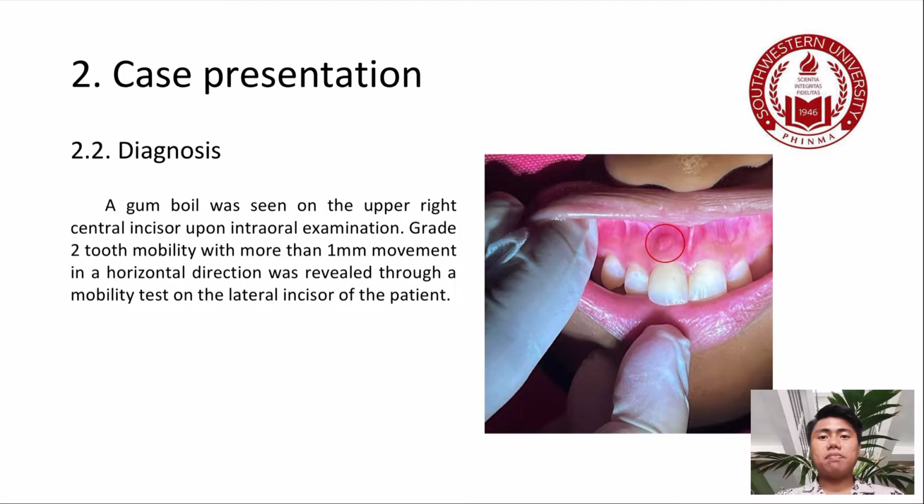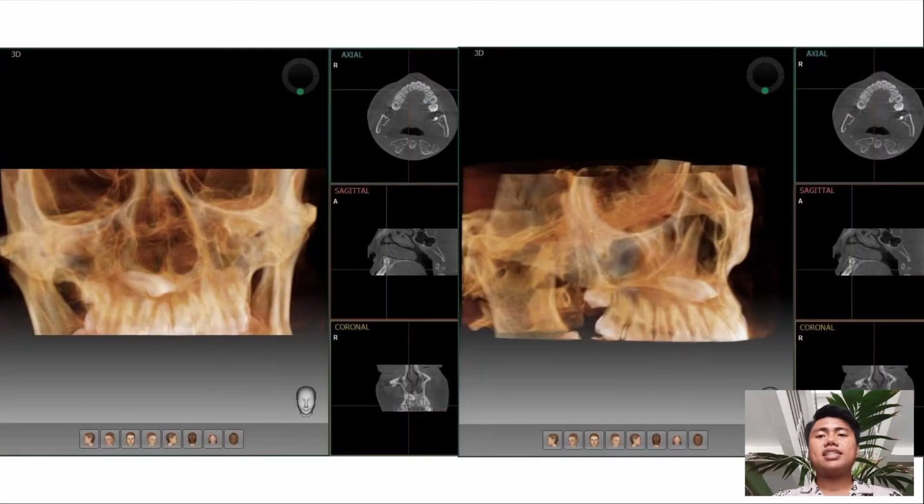For the diagnosis of the patient, upon intraoral examination, the presence of a gum boil was seen on the upper right central incisor. Alongside, a mobility test on her lateral incisor was done and revealed a grade 2 tooth mobility with more than 1 mm movement in a horizontal direction. A CBCT scan was performed and exposed a type A displaced maxillary canine.